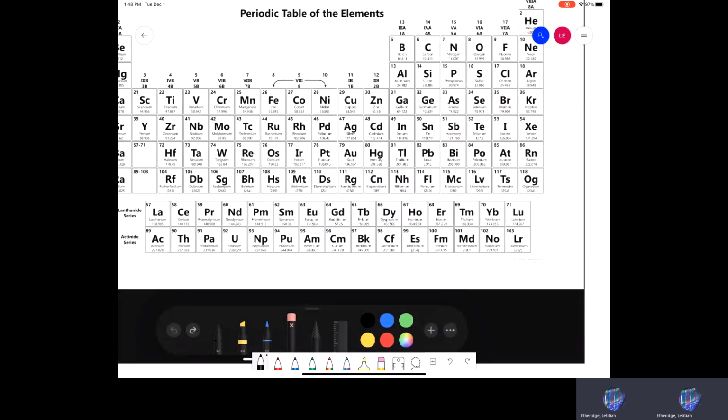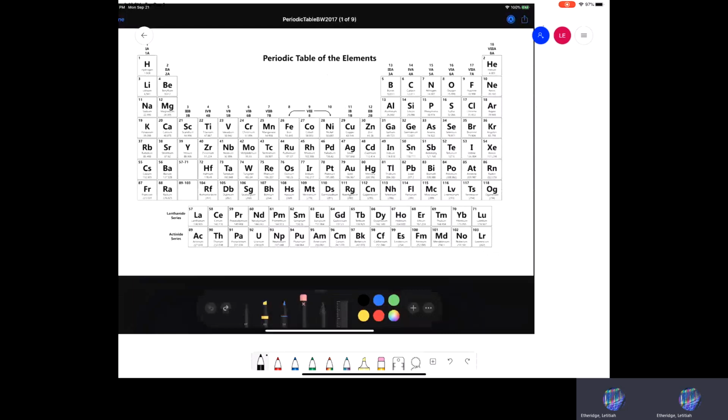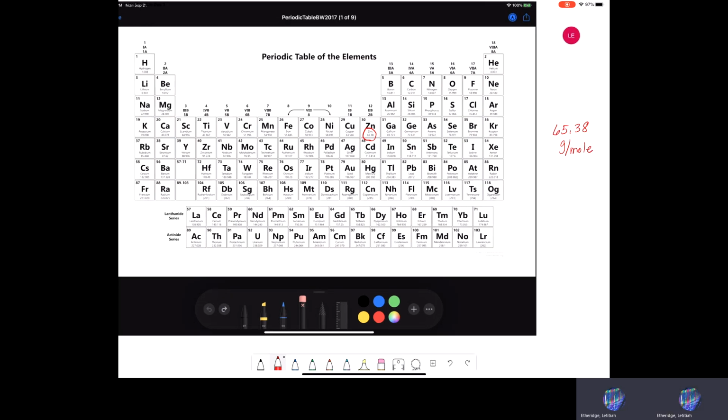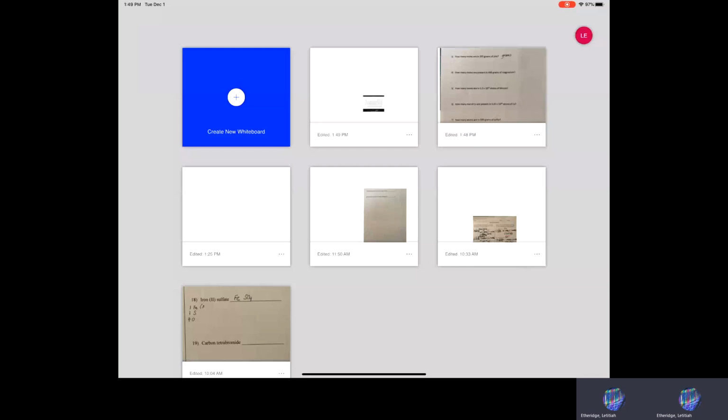So what I'm hoping that you will do is you will go to your trusty periodic table and you will find out what the molar mass is of zinc. And if you take a look at your periodic table, this number right here will tell you that the molar mass of zinc is 65.38, and that's grams per mole. Okay, so since we know that number, let's go back to the problem now.